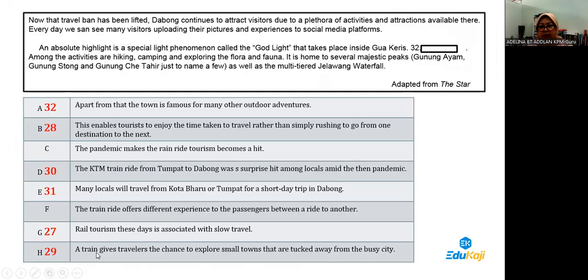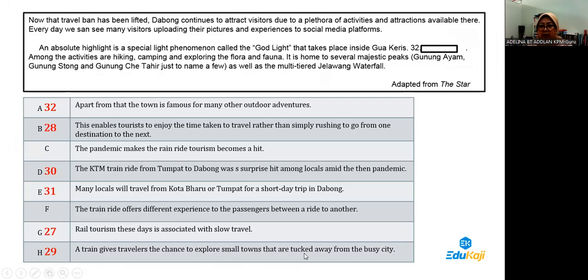Okay, alright. In Malaysia, number 29, rail tourism goes hand in hand with rural tourism. Rural tourism, remember, when you talk about rural, you're talking about villages, small places. Travels that connect between the cities are not the main choice of traveling. What is it trying to say? A train gives travelers the chance to explore small towns that are tucked away from the busy city.